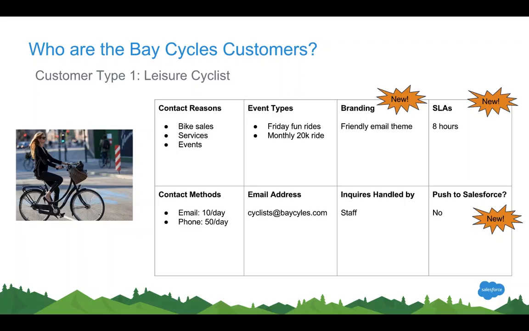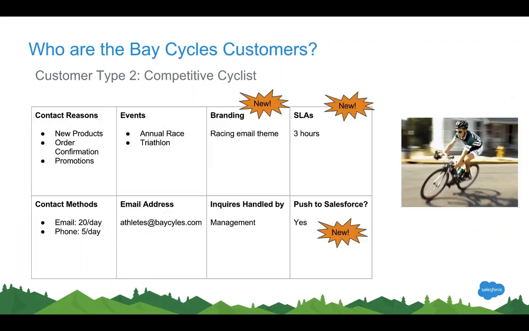The new things that we're going to be adding to this particular cyclist profile is we're going to create more friendly branding and emails that we send out to our leisure cyclists. We're also going to look at implementing 8-hour SLAs so we can get back to our customers within the same day. And in terms of Salesforce, we're not really going to be concerned about pushing these particular customer inquiries from Desk into Salesforce.